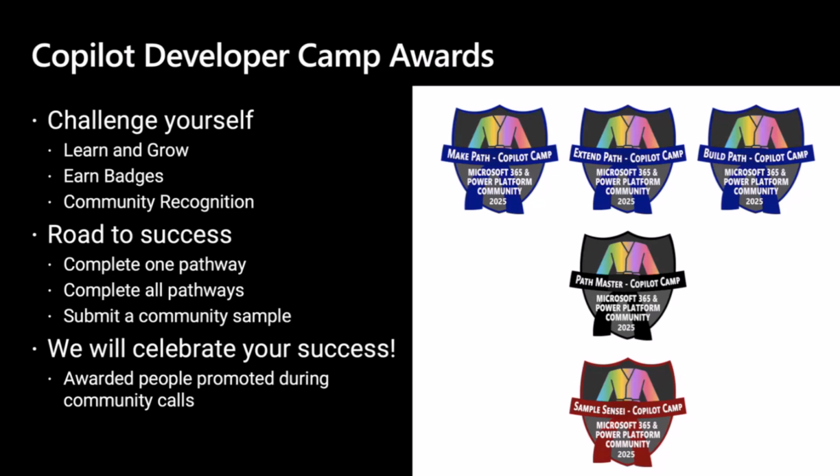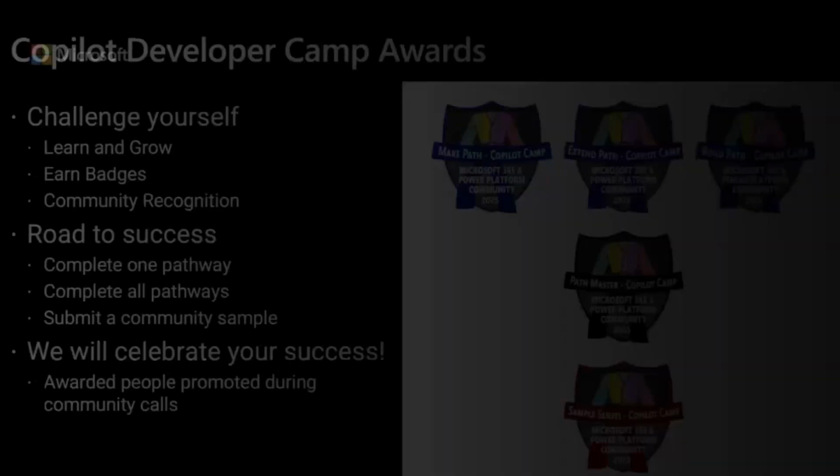So you will get a badge for each and every pathway, and you will get a specific badge if you get all of the badges for all of the pathways. And the red one, the Sample Sensei one, if you also share with the community a sample that you built on top of Microsoft 365 Copilot. But that said, let me move to the demo.